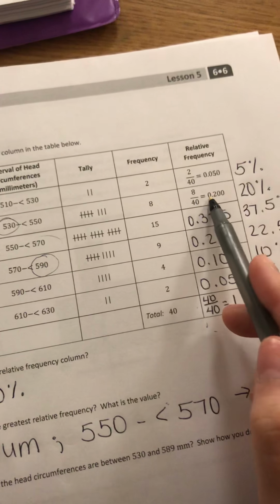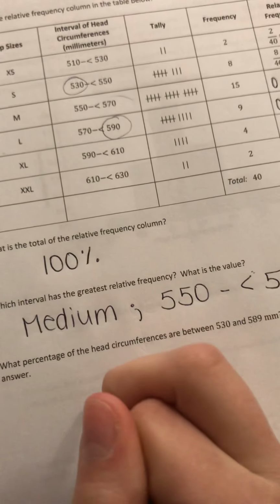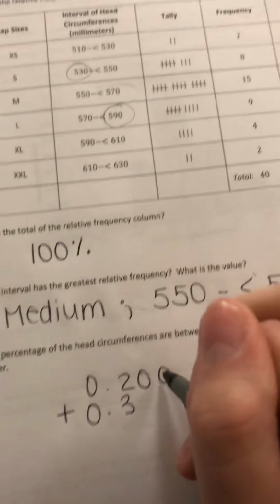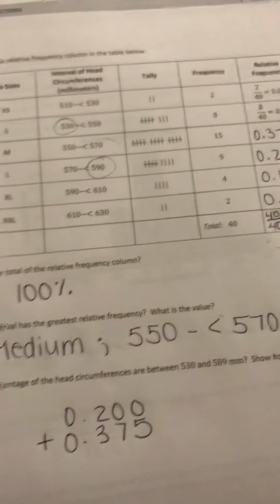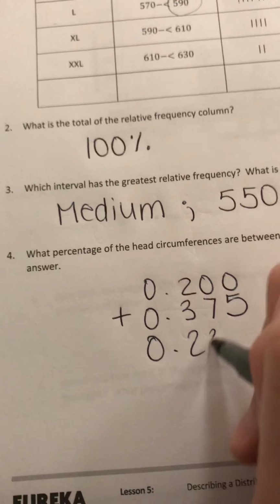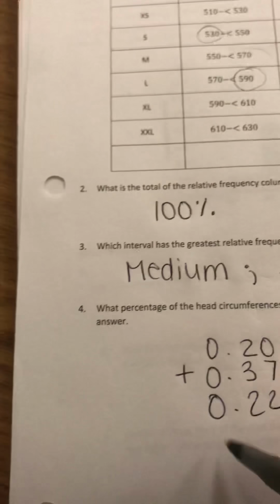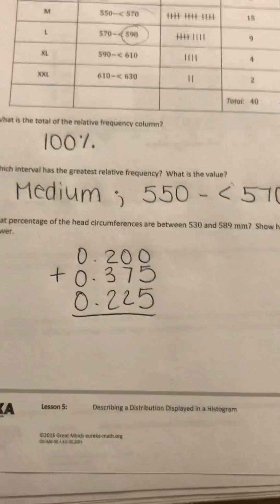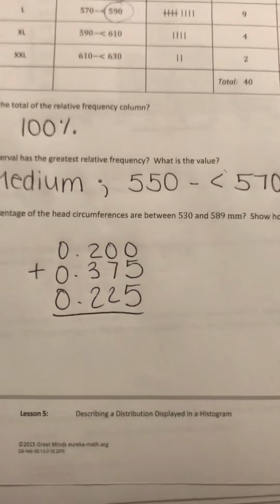So I have 0.220 plus 0.375 plus 0.225. Now I'm just adding it together. So go ahead and add it together, and we'll come back to talk about what that is in percent.